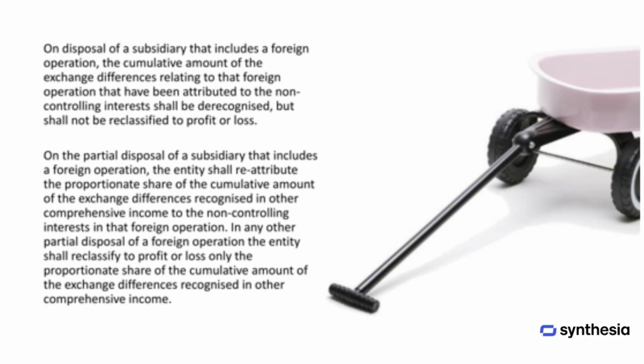When a subsidiary that includes a foreign operation is disposed of, the cumulative exchange differences related to that foreign operation and attributed to non-controlling interests are derecognized. However, these amounts are not reclassified to profit or loss. In the case of a partial disposal of such a subsidiary, the entity must reattribute the proportionate share of the cumulative exchange differences recognized in other comprehensive income to the non-controlling interests in that foreign operation. For any other type of partial disposal of a foreign operation, the entity reclassifies to profit or loss only the proportionate share of the cumulative exchange differences that were recognized in other comprehensive income.